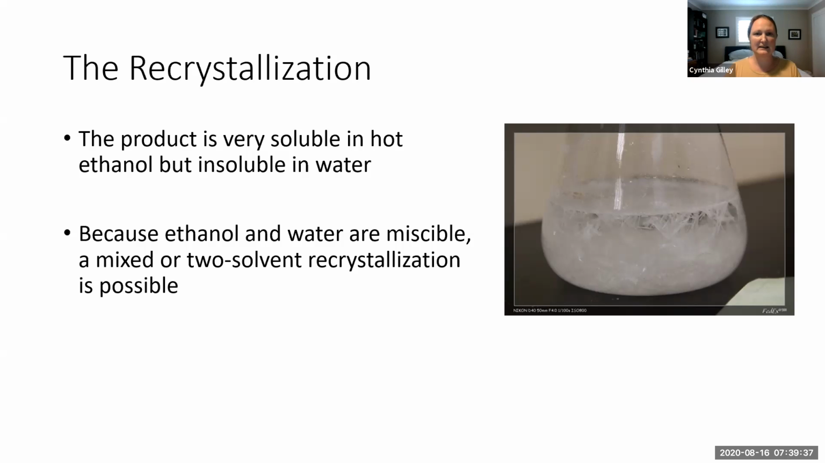And this is how it works. We dissolve it in a minimum amount of hot ethanol. Remember, it's more soluble in ethanol. And then we can dropwise add in the second solvent that it's not soluble in, which is water. And because ethanol and water are miscible, it's still going to be one solvent. So you're not going to get two layers like you would with an extraction process.